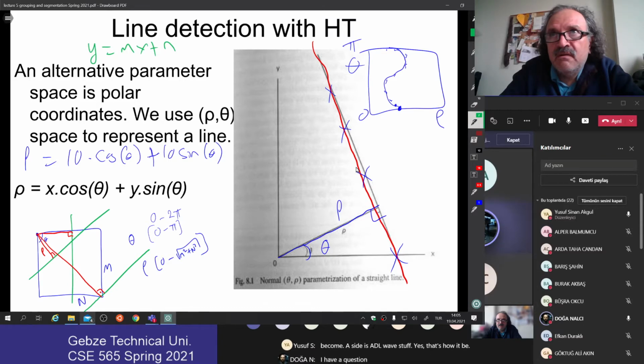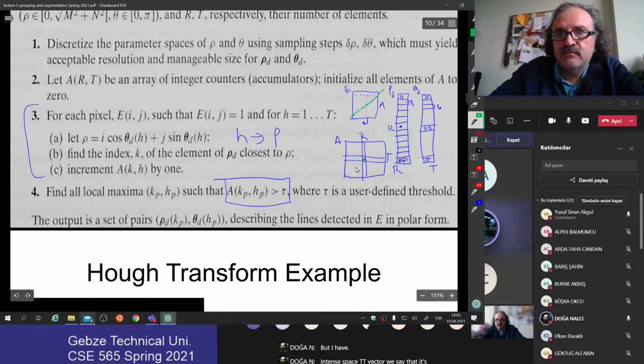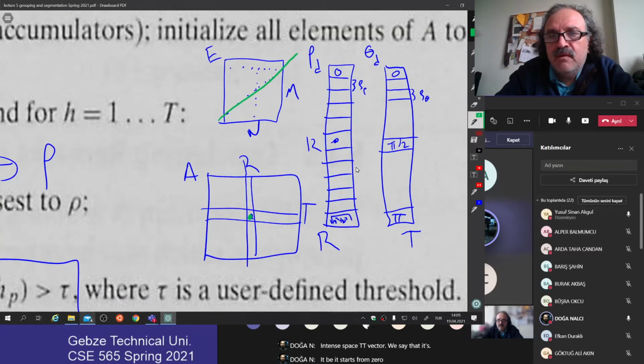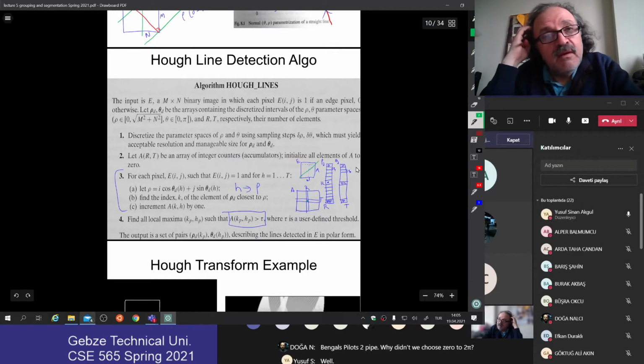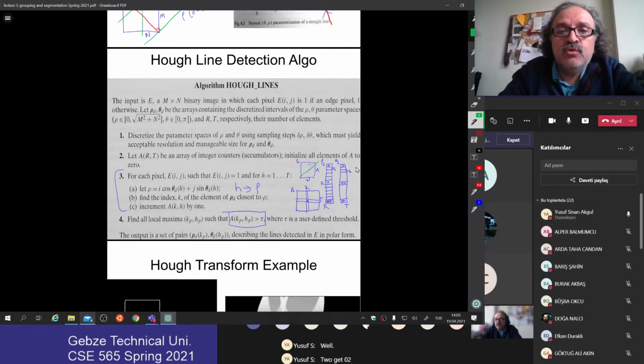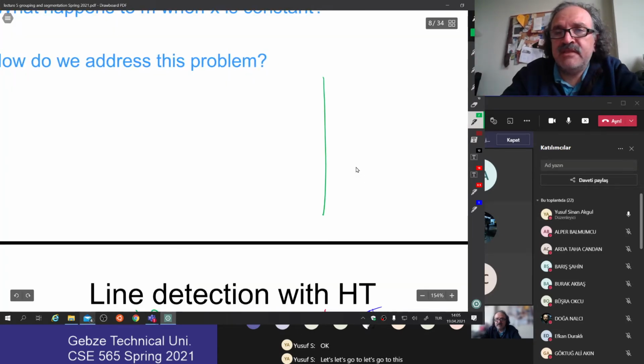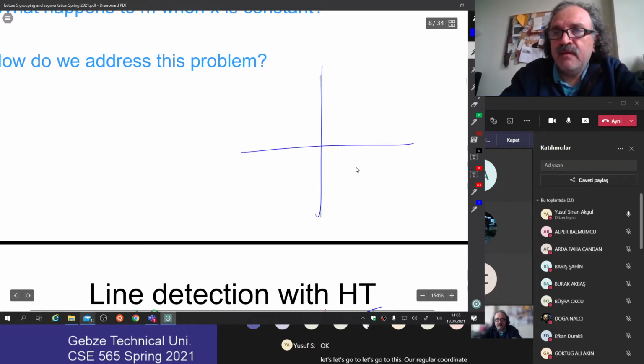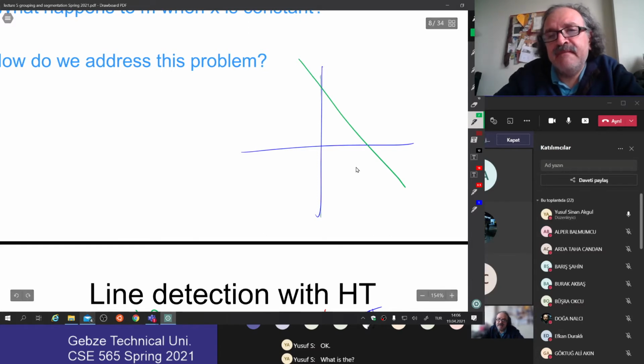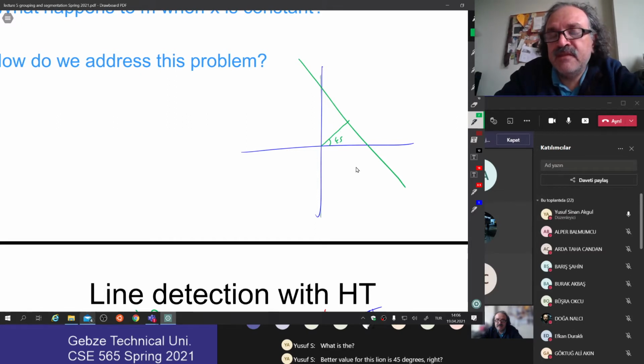I have a question. In the theta vector, we say that it starts from 0 to pi, but we have more angles than pi, it's 2 pi. Why didn't we choose 0 to 2 pi? Well, let's go to our regular coordinate system. What is the theta value for this line? It is 45 degrees, right? Is that correct?